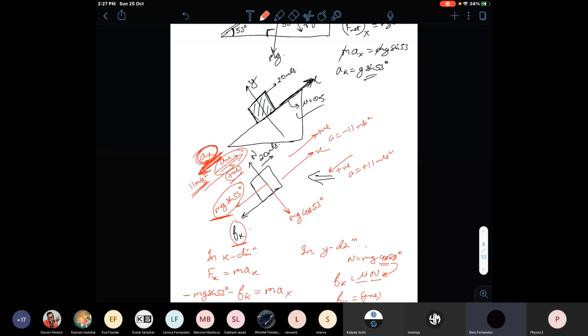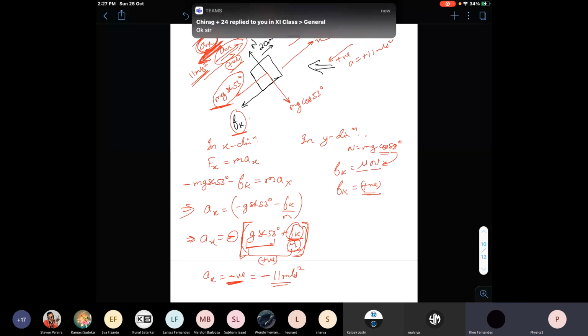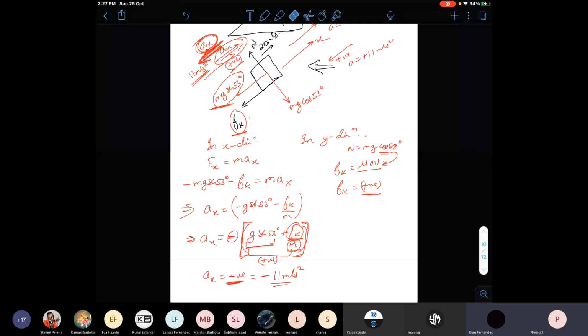Solve that bracket. Which bracket? The one given in AX. Just show the working. Let me move this one right again. So I had g sine 53 plus fk by m. Fk is mu into N. Mu is 0.5, and N is mg cos 53.